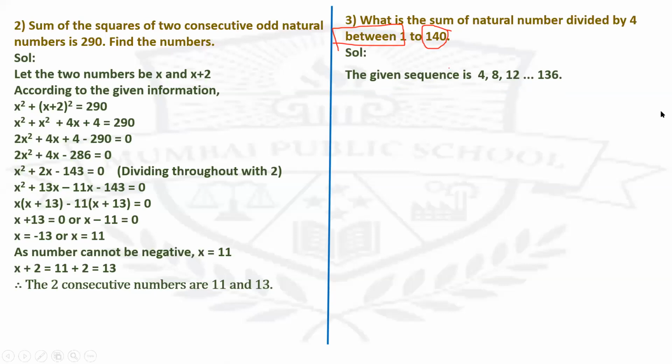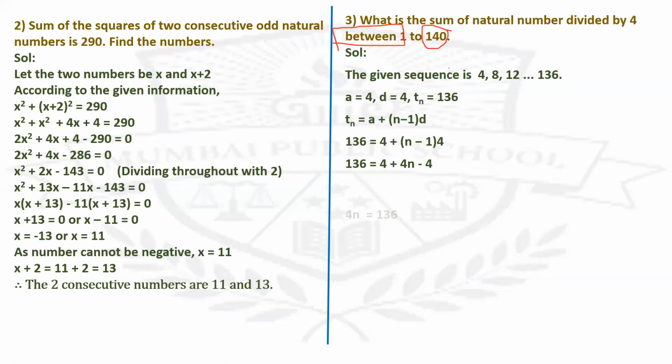So the given sequence is what? 4, 8, 12, and the last number is what? 136. So here A is 4, D is 4, Tn is 136. So Tn equals to A plus n minus 1 into D. So 136 equals to 4 plus n minus 1 into 4. So 136 equals to 4 plus 4n minus 4. So 4n equals to 136. So n equals to 136 upon 4. That is equals to 34.